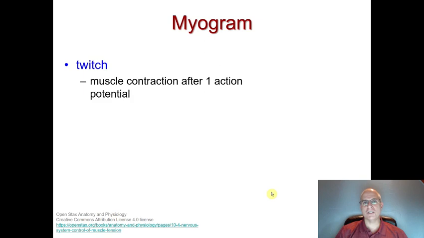So a twitch is what occurs. And again, this is happening in a lab. This would be hard to measure in a living organism. But because we can use computer-controlled stimuli in a muscle in the laboratory, we can see that a twitch is what you get after a single action potential. So it would be a single contraction.